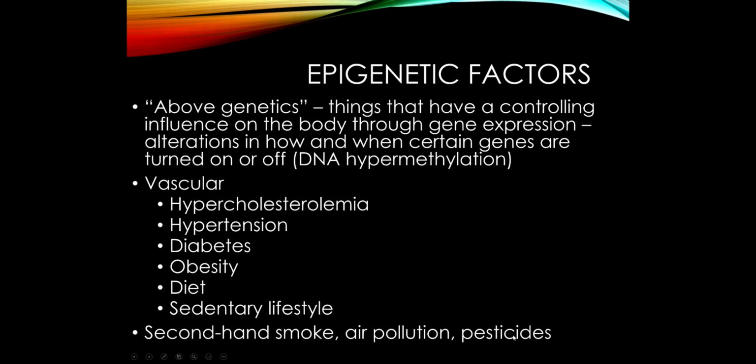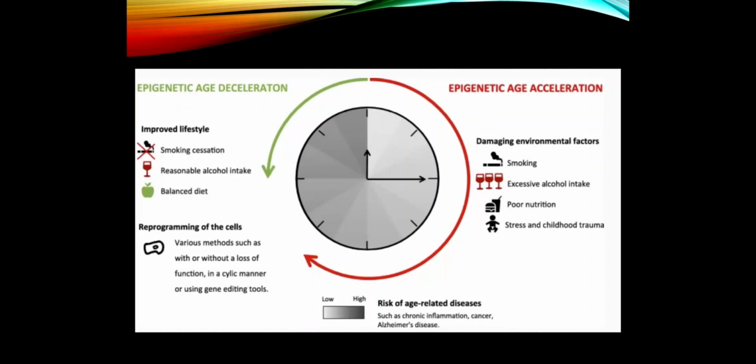secondhand smoke, air pollution, and exposure to pesticides have all been recognized as environmental risk factors for Alzheimer's dementia. And so here's a nice drawing showing you how these epigenetic factors contribute to age acceleration, the risk of dementia. So smoking is certainly a vascular factor. I didn't have this on my slide, but excessive alcohol intake, again, drives this in the wrong direction. We don't want to accelerate this clock. Poor nutrition, as I mentioned. There are even some studies looking at stress and how that tends to accelerate this whole process.